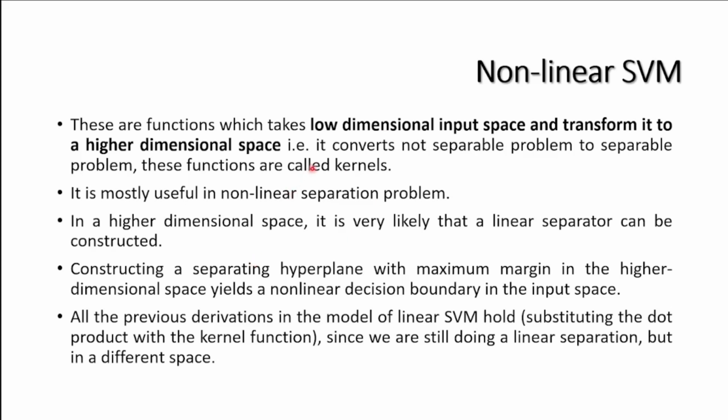There are functions which take a low dimension space into a higher space, converting a non-separable problem to a separable problem. These functions are called kernels. This is what I mentioned earlier about the kernel trick. It is mostly useful in non-linear separation problems, because the data we have in nature is nonlinear, for example human faces, or the steps taken by a pedestrian. It's not cat and dog issues. In a higher dimension, it's very likely that a linear separation can be constructed. When we change the 2 dimensions into 3 dimensions, we can slice them, right? Constructing a separating hyperplane with maximum margin in the higher dimension space yields a non-linear decision. This is the keyword for the kernel trick.